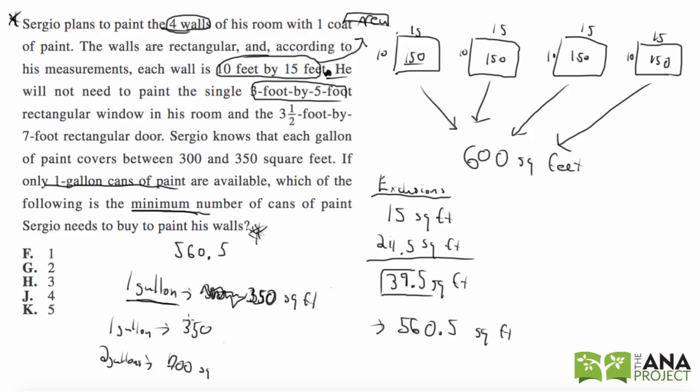So 1 gallon wouldn't be enough because we have 560.5. We need more. We need 2 gallons of paint, which would give us 700, and there'd be more than enough left over, but we can't split it up. We only can buy 1 gallon cans of paint. So the answer is G, 2.